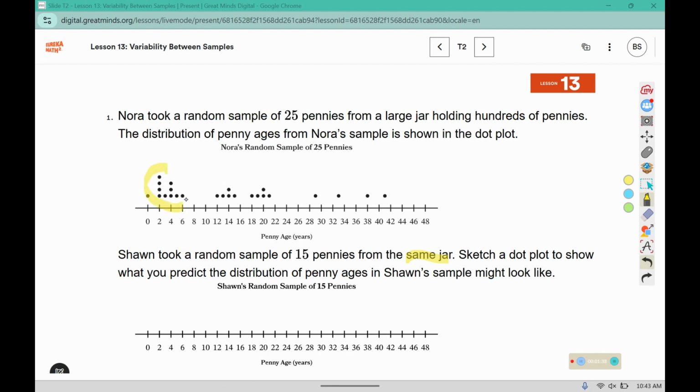So since there's more here at the beginning, and then some here between 12 and 21, and then just a couple past that, we want to show a similar relationship in our dot plot. So we should have more dots towards the beginning, and then just a couple farther out for the older pennies. But keep in mind we only get to use 15 dots instead of 25. Go ahead and build your dot plot right now.